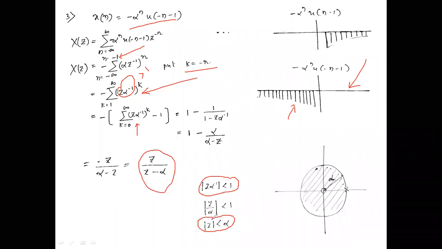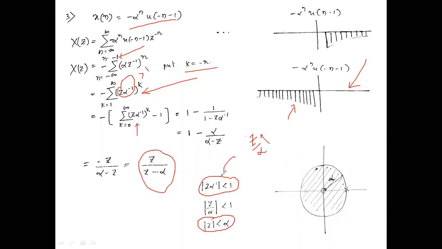This is the condition. If magnitude of z is less than alpha, then what is going to happen? See here, this is z and this is alpha. If z is greater than alpha, then this entire term is going to be greater than 1, and the sum diverges. So that is why there is this condition.